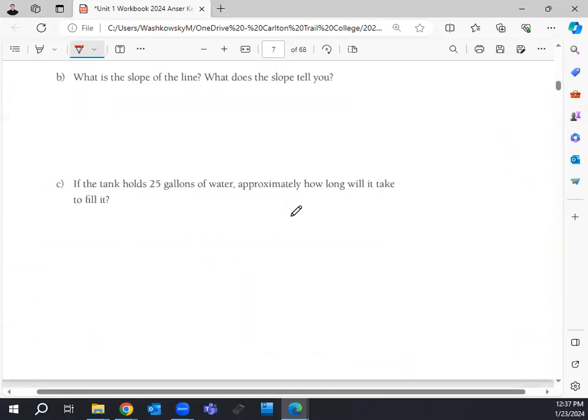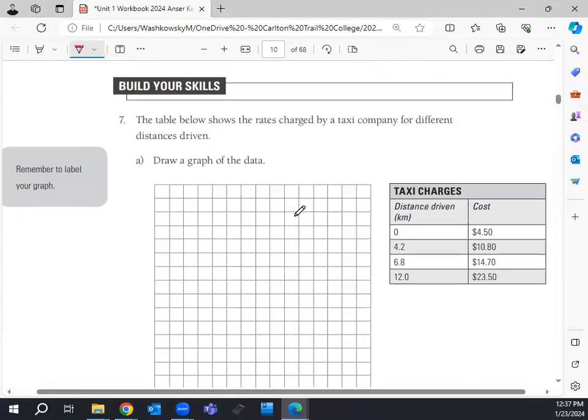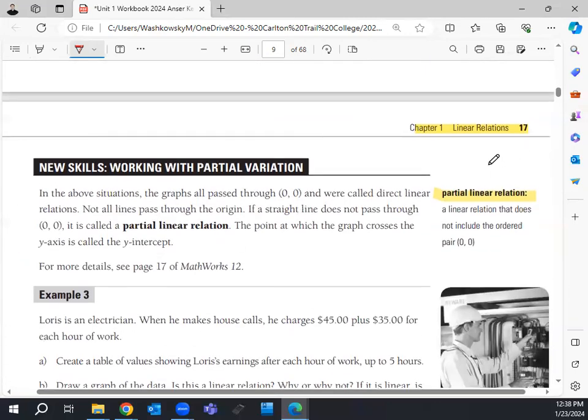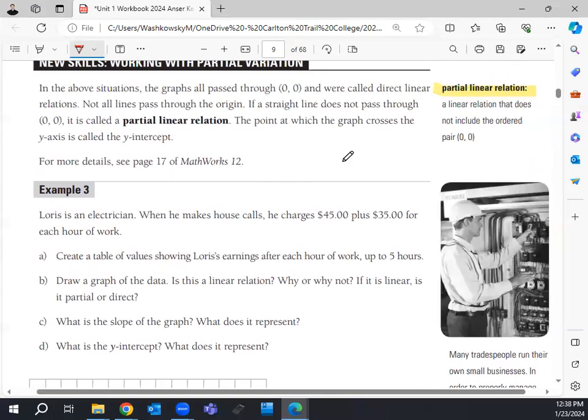But not all things are like that. Sometimes we have to graph things a little bit differently. Just to give you an idea here, I'm on page 17. What if we have someone who is an electrician? If you've ever had to get a plumber or any type of mechanical work done in your house, a lot of these people have charges just for showing up. It doesn't matter whether they're there for a second or for 10 hours. They have a basic charge, just a call out fee.